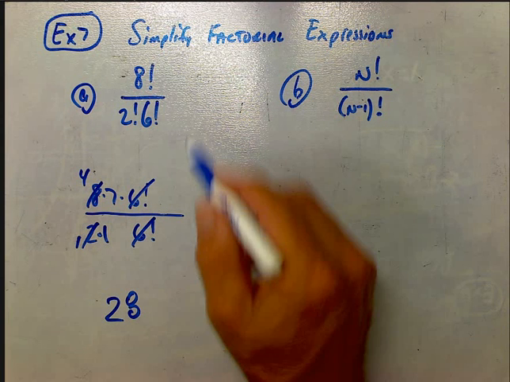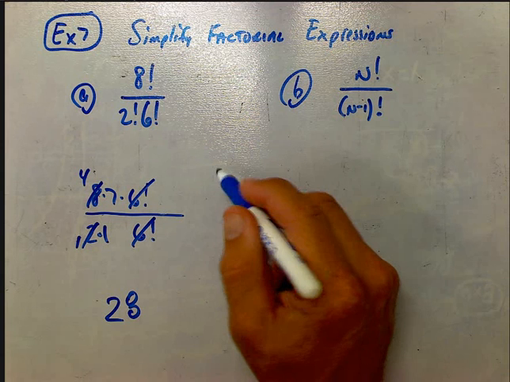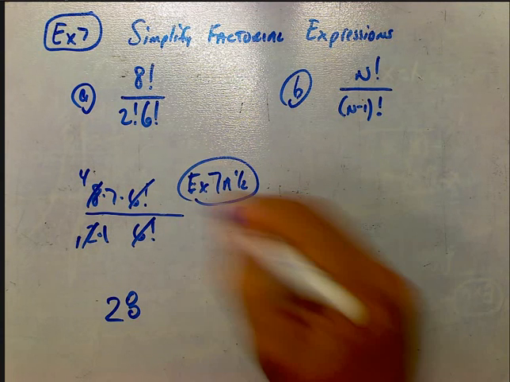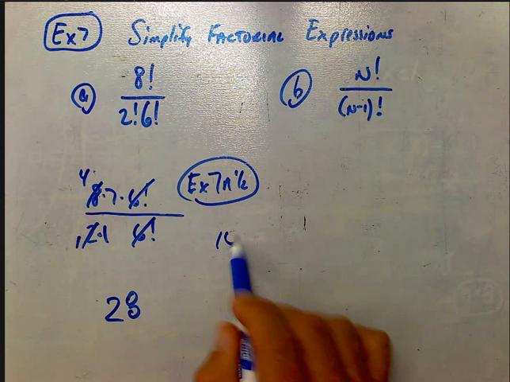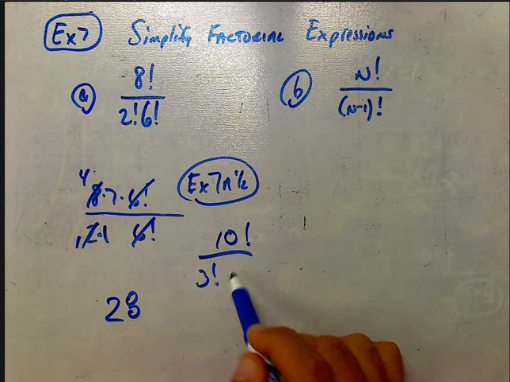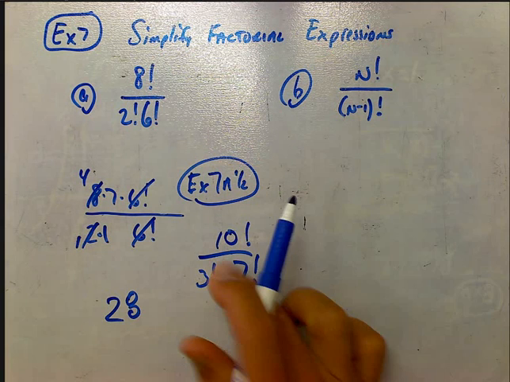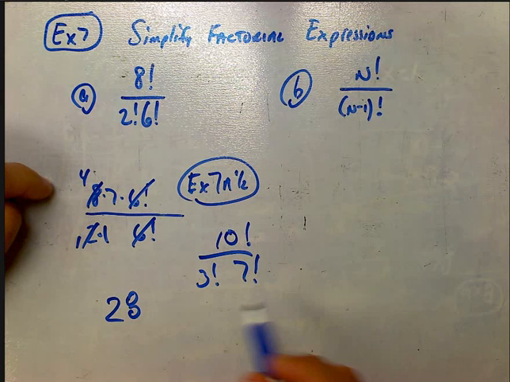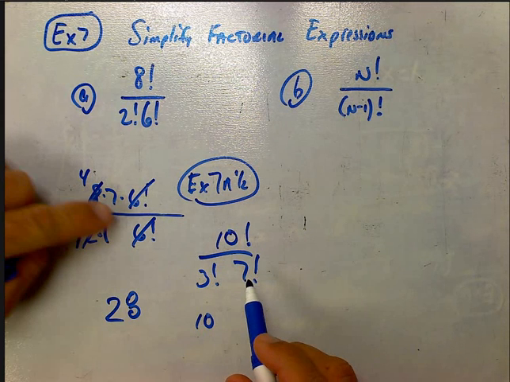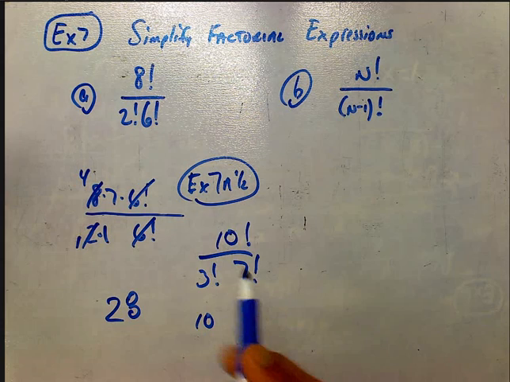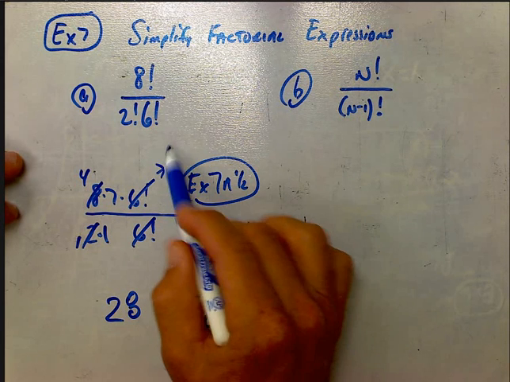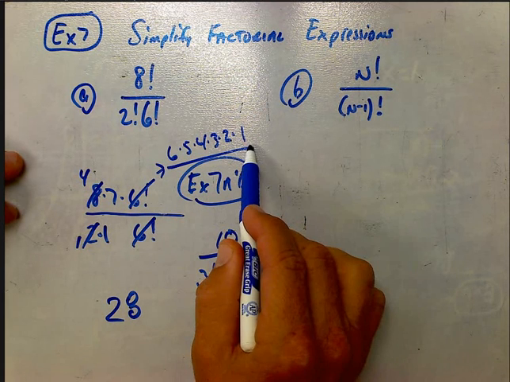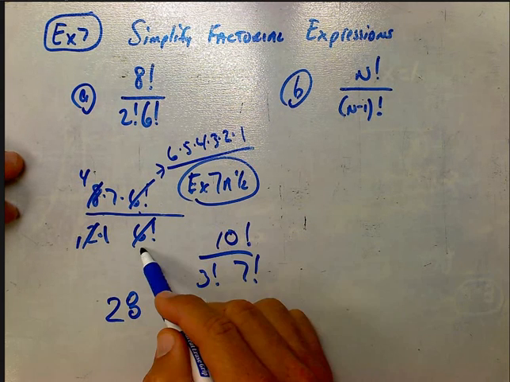We'll call it 7, 8.5. I don't know, it doesn't matter. If I have 10 factorial over 3 factorial times 7 factorial. Notice on the first one, I took the top number 8 and made it 8 times 7 times 6 factorial. I stopped because 6 factorial would be the same as 6 times 5 times 4 times 3 times 2 times 1. I just simplified that to make it 6 factorial because on the bottom I had a 6 factorial and they cancel out.